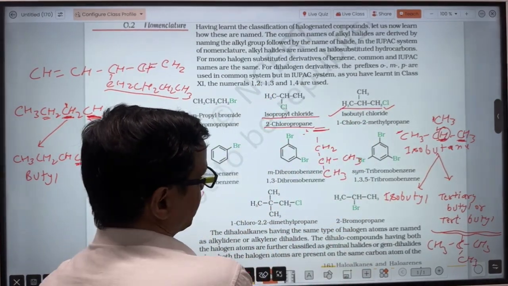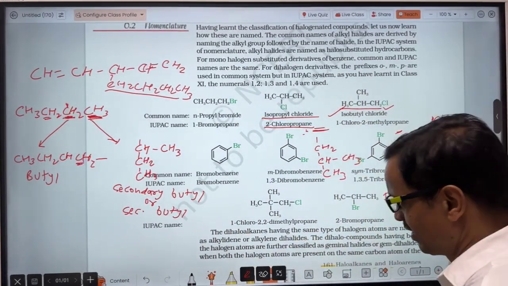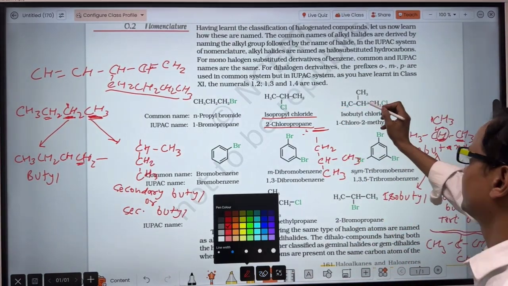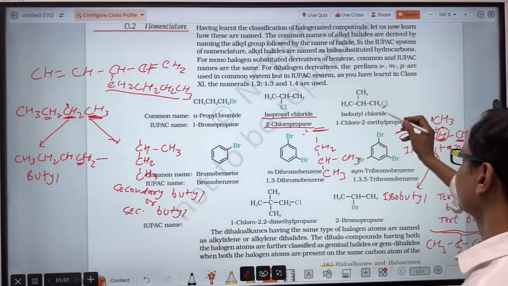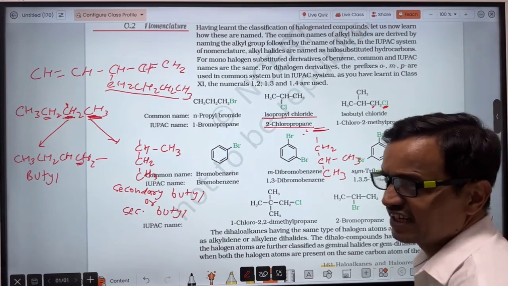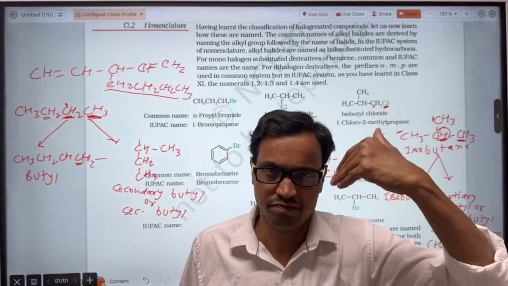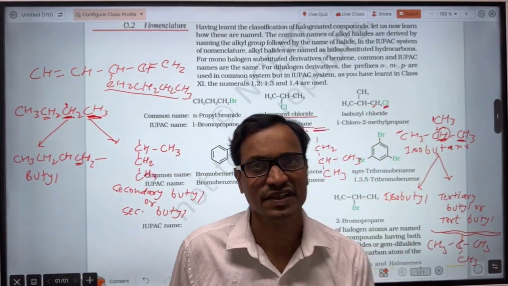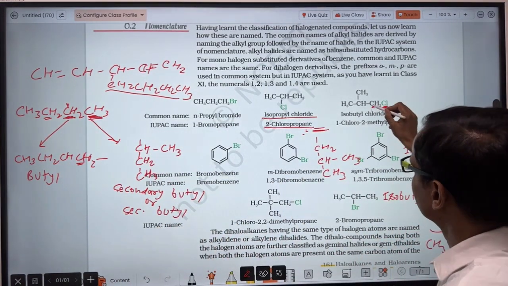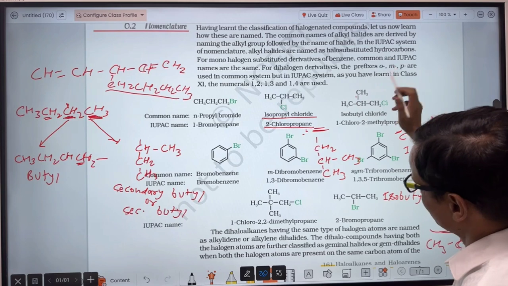IUPAC name here is 2-chloropropane. Now let's see how to write the IUPAC name of this compound. Firstly, you will have to select the longest carbon chain which contains the functional group. This chlorine is bonded to this carbon atom, so you will have to select that carbon chain which must contain this carbon atom. It is a must to include this carbon in the main chain. So the main chain will be 1, 2, 3 this one, or 1, 2, 3 this one. Whatever you would like to take, that chain you may select.